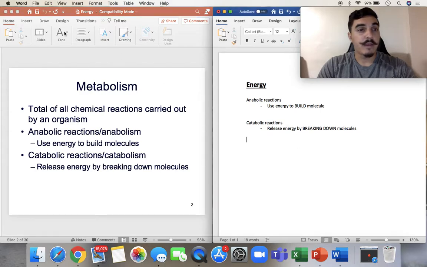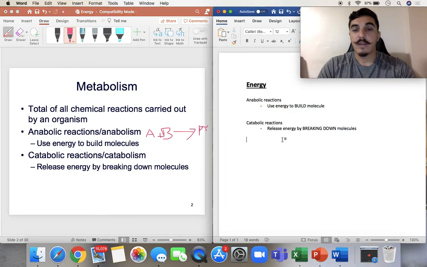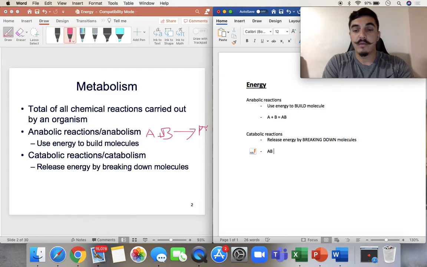So let's see if I can write down an example here. I don't think I could write on Word. So I'll go ahead and write it here. So in anabolic reactions, we have A plus B equals AB. So that's anabolic, where you get two of them and you create one. On the other hand, in catabolic, you have AB would equal A plus B.